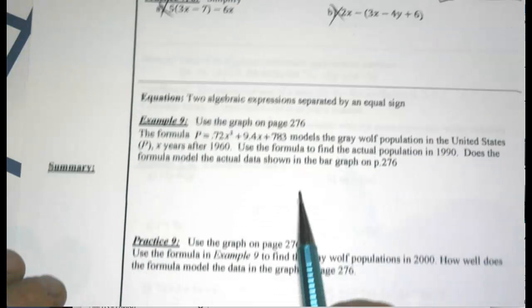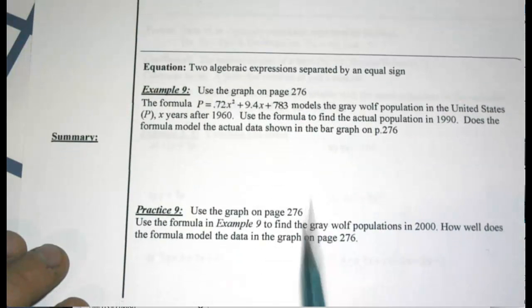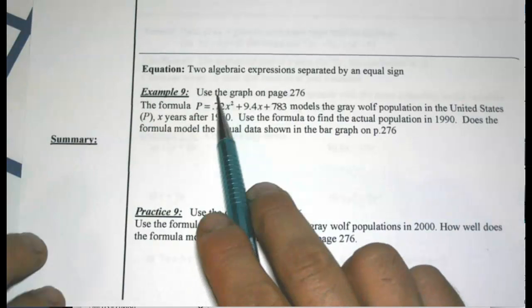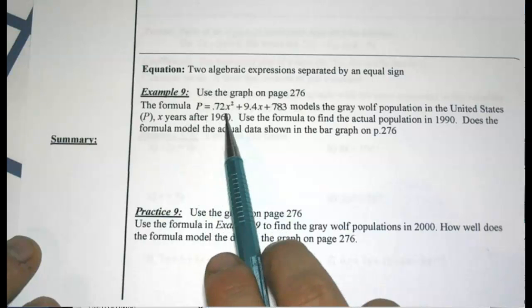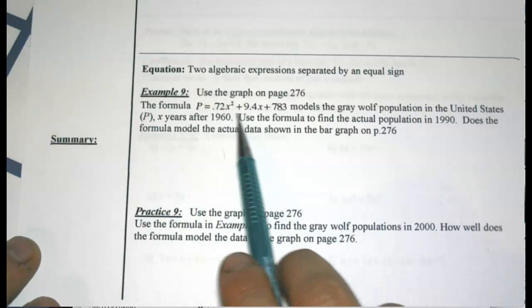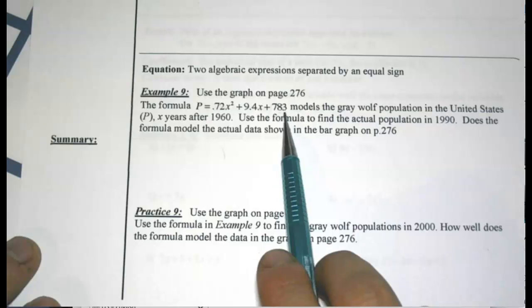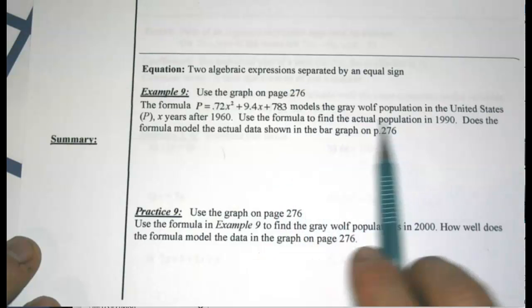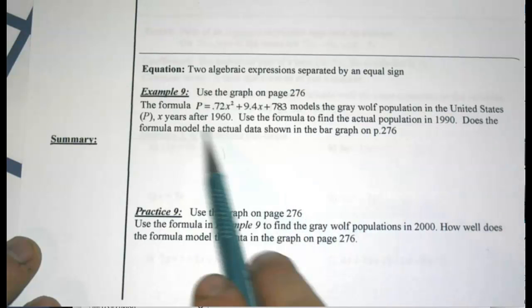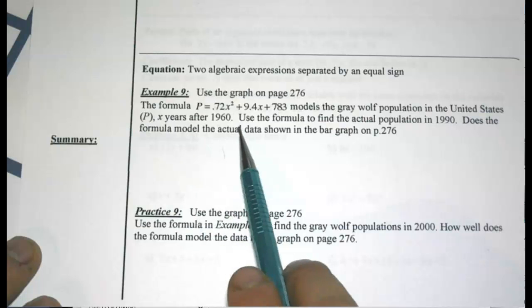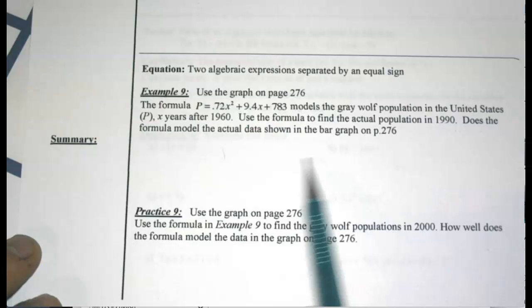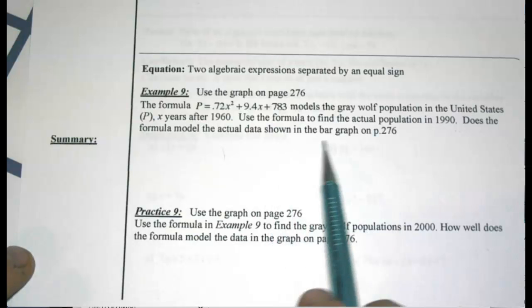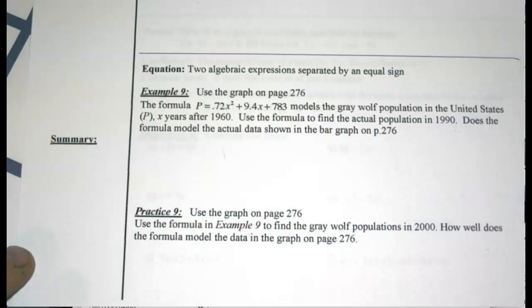And down here, let's see. An equation, right, gives me a definition for an equation. Don't really need that, but let's see this formula. P equals 0.72x squared plus 9.4x plus 783. It models the gray wolf population in the United States X years after 1960. Use the formula to find the actual population in 1990. Does the formula model the actual data shown in the bar graph on page 276?